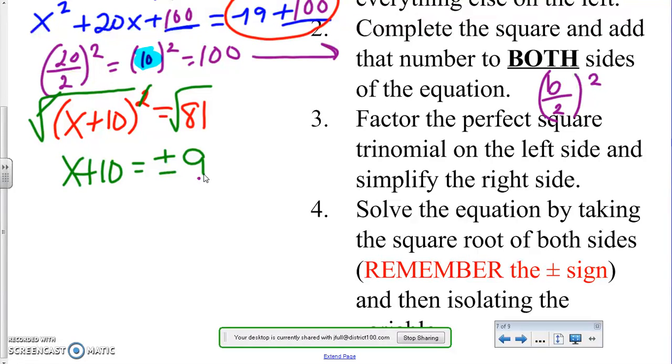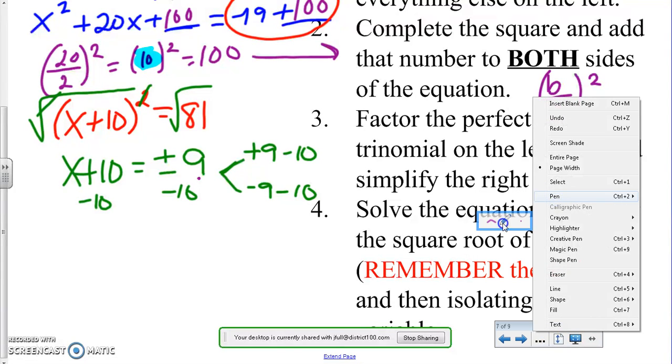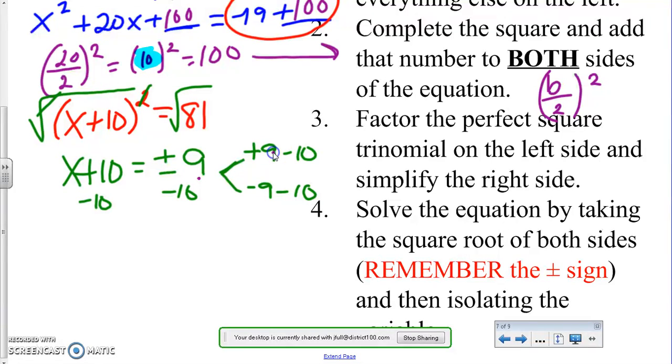There are a couple ways you can approach this next part. I'm going to subtract 10 from both sides. What this is telling me to do is to find two answers. Notice I have that plus or minus 9, so that means I have a positive 9 and a negative 9, and then I'm going to subtract 10 from both of those. So I'm going to get two answers here. For the first part, 9 minus 10 is negative 1. Negative 9 minus 10 is negative 19. So my answers are negative 1 and negative 19.